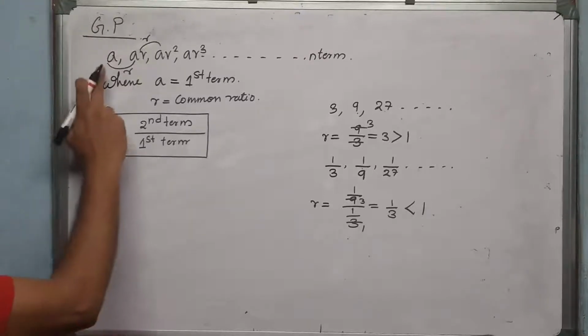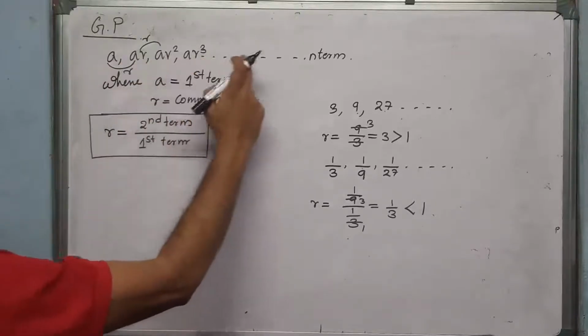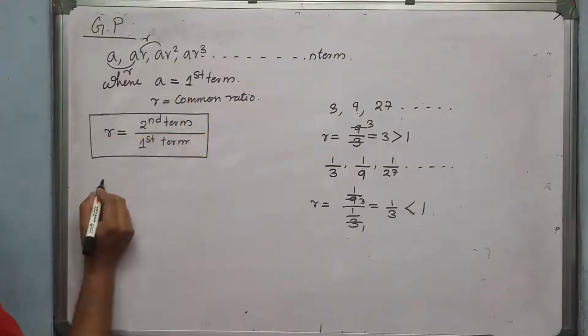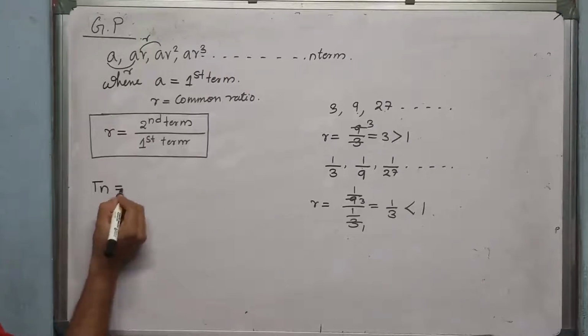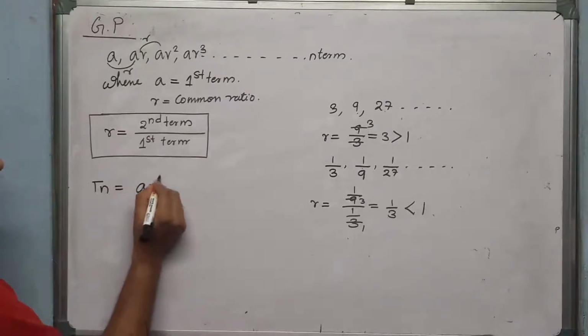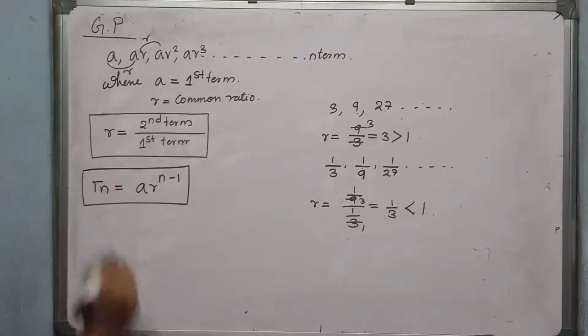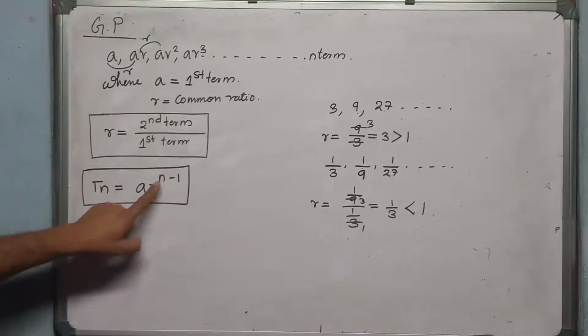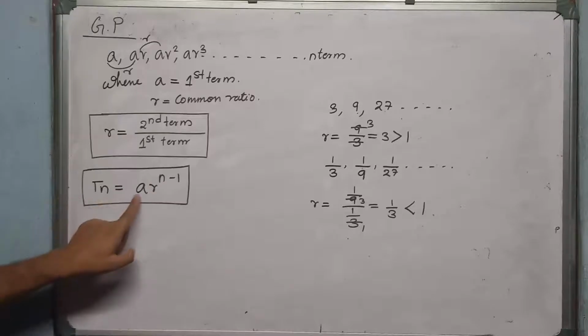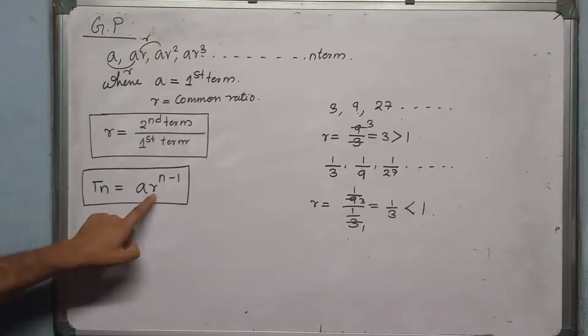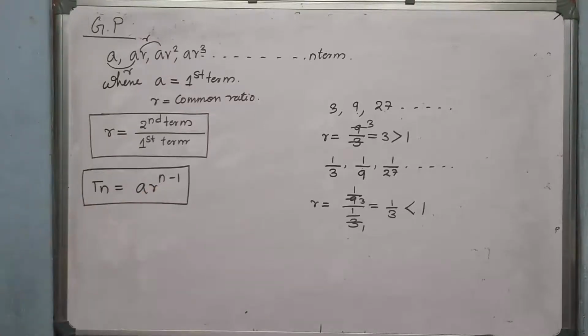Now next is the Tn term. First, second, third, fourth, fifth, sixth, seventh, and nth term. Then the Tn term of a GP: Tn is equal to AR to the power n minus 1. This one is the formula. Where A is the first term, R is the common ratio, and n is the number of terms.